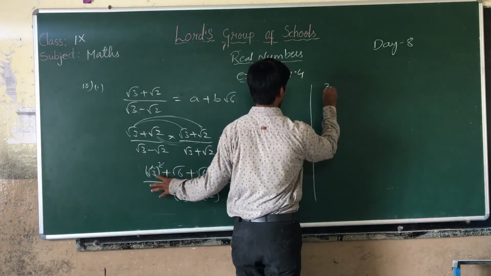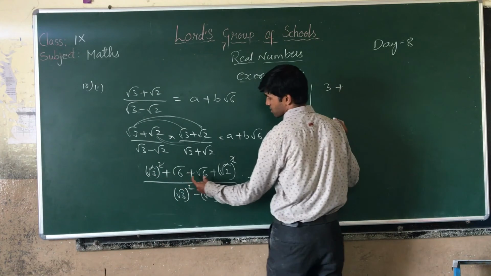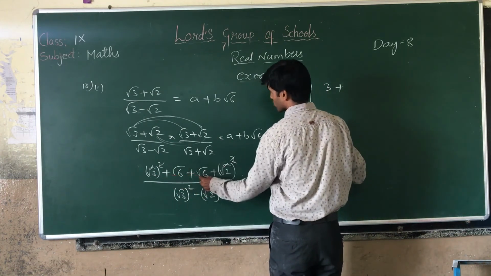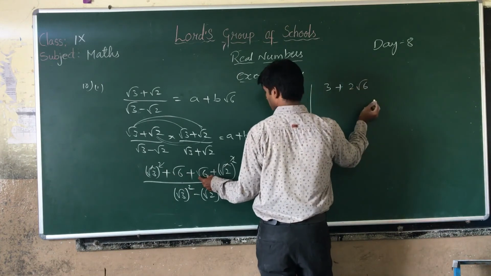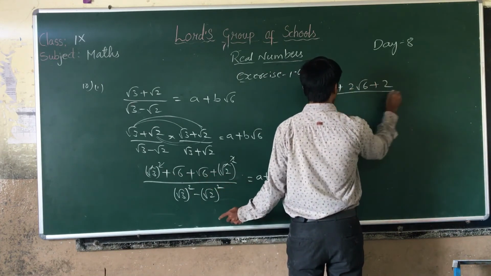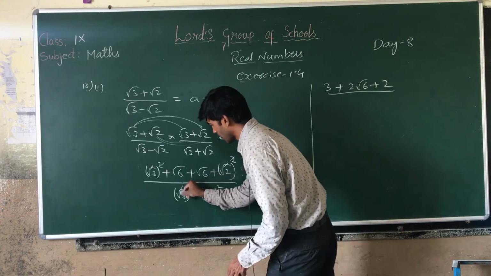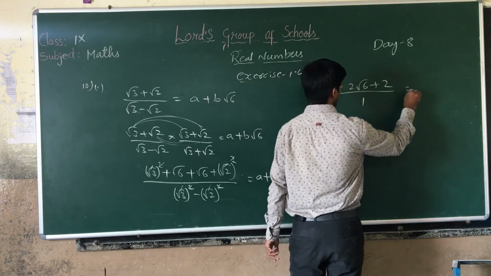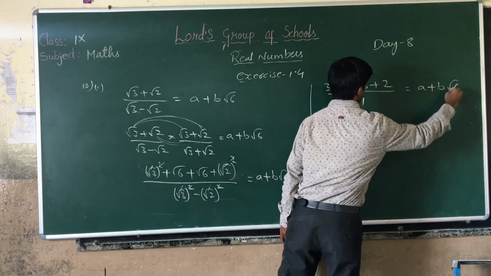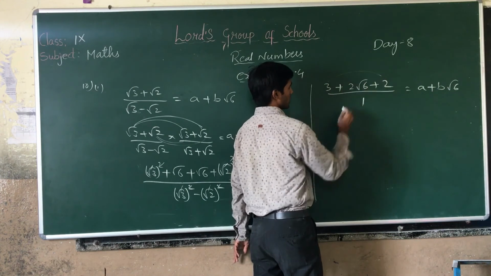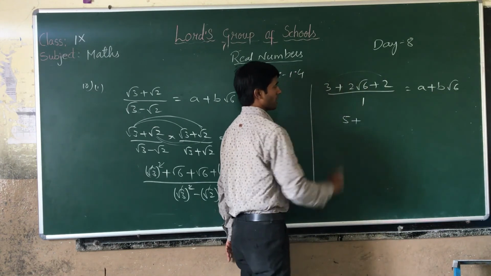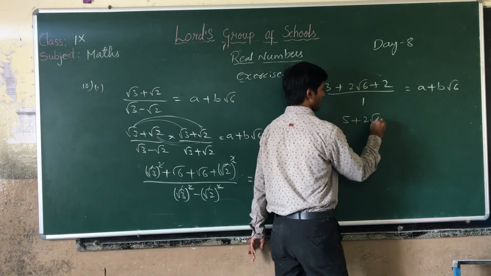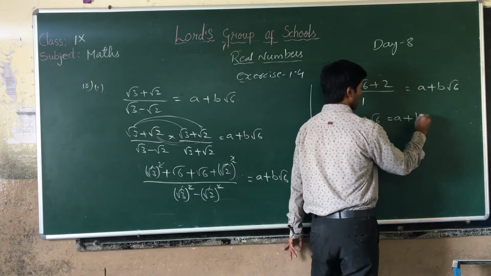Now we are left with 3 plus root 6 plus root 6. Can we add this root 6 plus root 6? Yes. Root 6 plus root 6 will become 2 root 6, plus 2. Here the square root cancels, and here also the square root cancels. 3 minus 2 is 1, is equal to a plus b root 6. Now see here, 3 plus 2 is 5. As the denominator is 1, we can neglect it. So 5 plus 2 root 6 is equal to a plus b root 6.